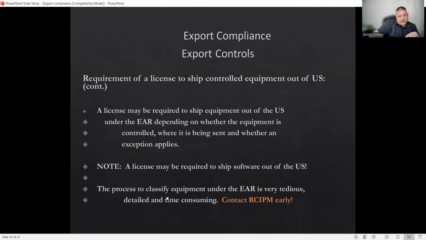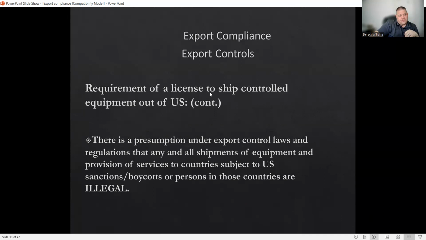The process to classify equipment under EAR is very tedious, detailed, and time consuming. You should contact the RCIPM early if you need to do this. There is a presumption under the export control law and regulation that any and all shipments of equipment and provisions of service to countries subject to US sanctions, boycotts, or persons in those countries are illegal. So basically that's a way of saying, if we have sanctions with a company or a country and you ship to them, that's a crime.